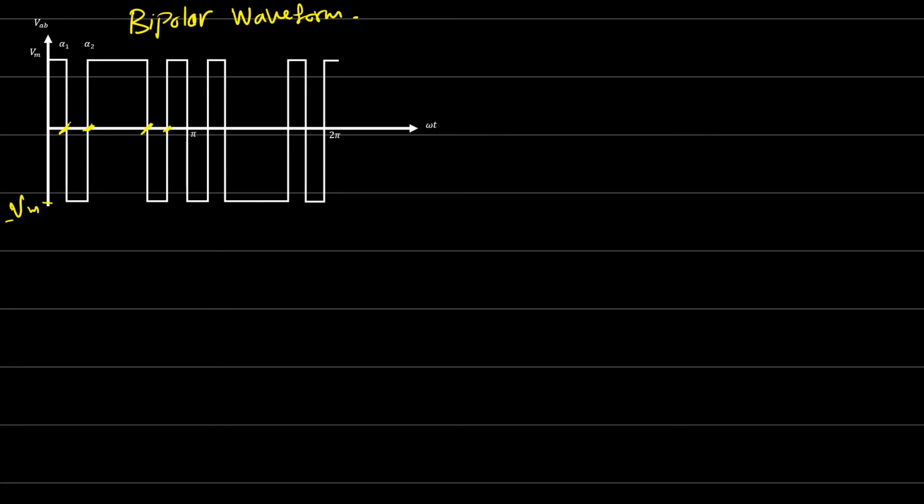Let's see how we can solve this equation. Again, this waveform can be obtained from Fourier series, which is a sum of sine waves and cosine waves.